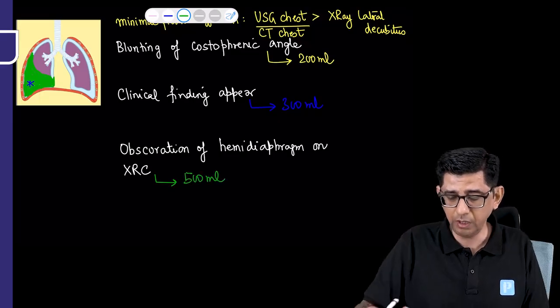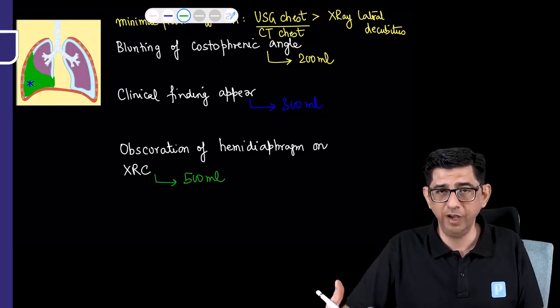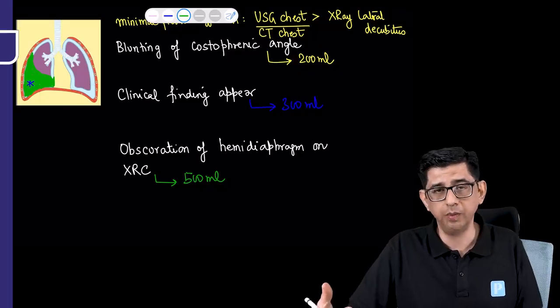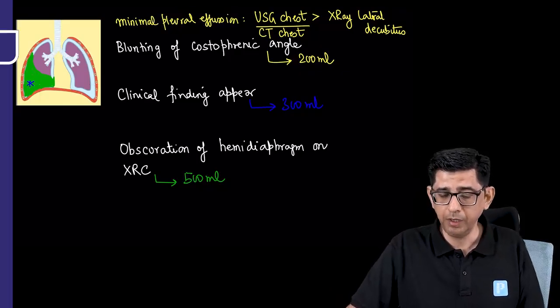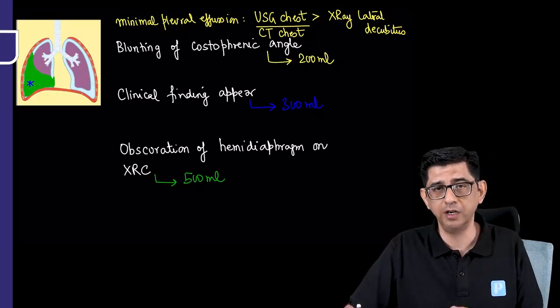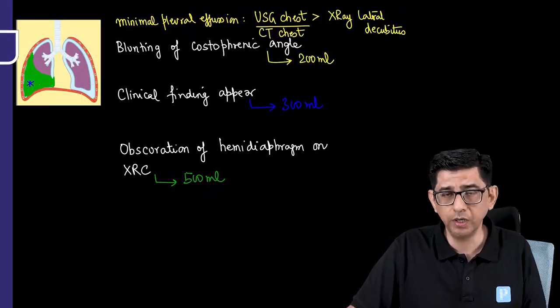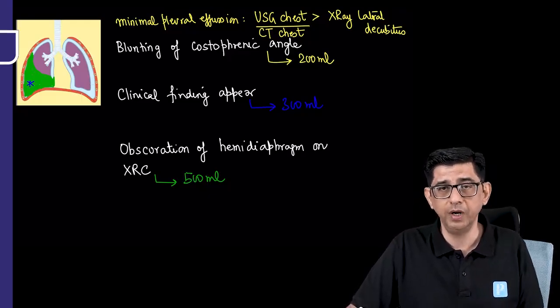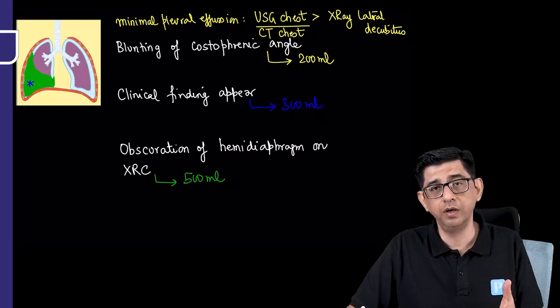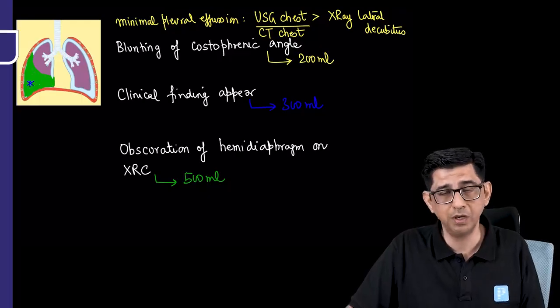So let's do a quick recap with respect to these values: 200, 300 and 500 value-based questions. That's going to be blunting of the costophrenic angle. I mean, blunting of the costophrenic angle will be present in minimal pleural effusion also, because I get a lot of queries from doctors saying, would you not get a blunting costophrenic angle in minimal pleural effusion? Yes, I'm going to find it, but then it may not be visible on a routine PA view. So that is why we were talking about a special position, lateral decubitus.